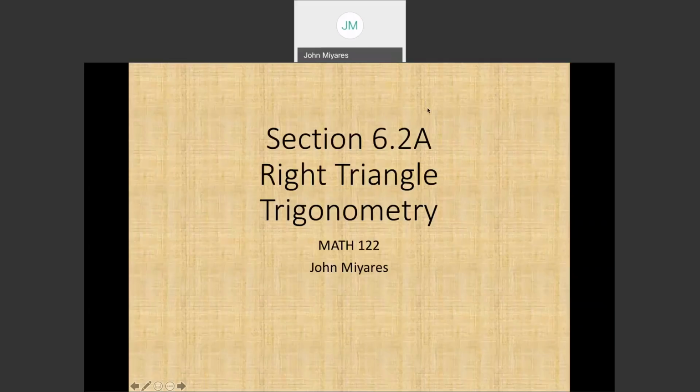Hello, this is John Miyares, and in this lesson, we're going to be getting into the meat of the course where we will focus on the study of trigonometry. Now, the roots of the word trigonometry come from the Greek trigonon and metron, which literally mean triangle measure. And for this first unit, we're going to be looking at trigonometry as it ties to triangles.